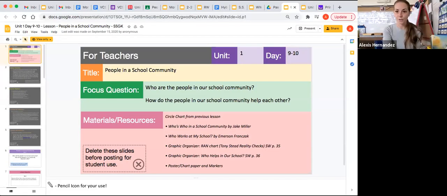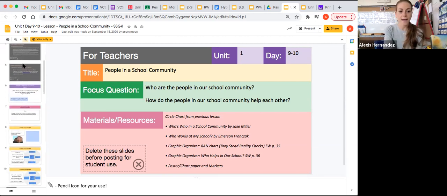This lesson today is going to be a resource for teachers to use to help them teach Unit 1, Day 9 to their kindergarten students. So this will be a resource for teachers to use to help them work with their students in kindergarten on Day 9, Unit 1. In this lesson, the kindergarten students are asked to start to discover and identify some of the people in the school community and start to understand how those community members all help each other, what roles they play, and how they all work together.